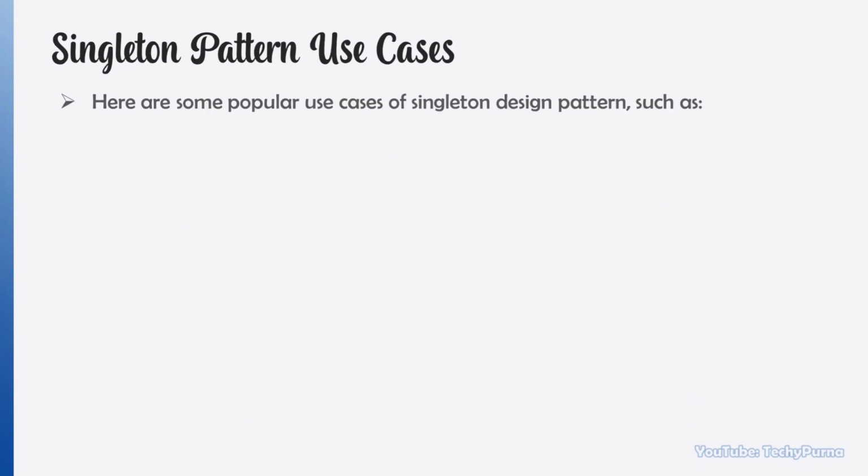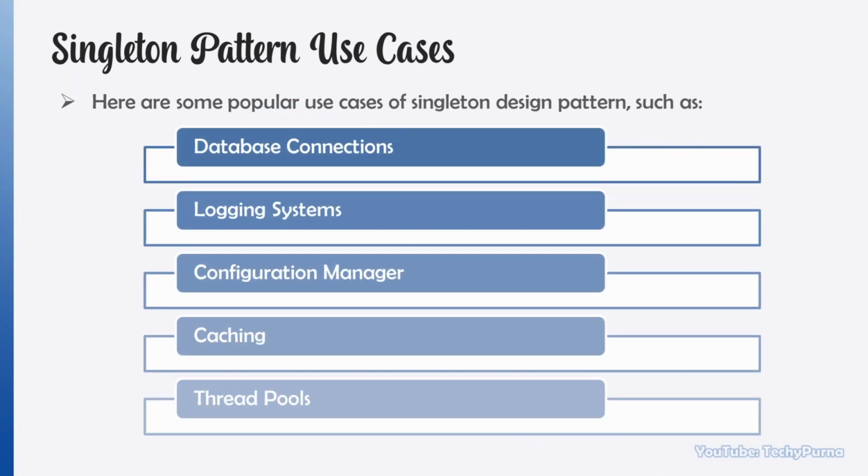Here are some popular use cases of Singleton design patterns, such as database connection, ensuring there's a single connection to a database throughout the application to manage resources efficiently and avoid unnecessary overhead. Logging system, creating a single logging instance to centralize and manage log entries, making it easier to maintain and analyze the logs. Configuration manager, maintaining a single instance to manage application configuration settings, ensuring consistent access to configuration data.